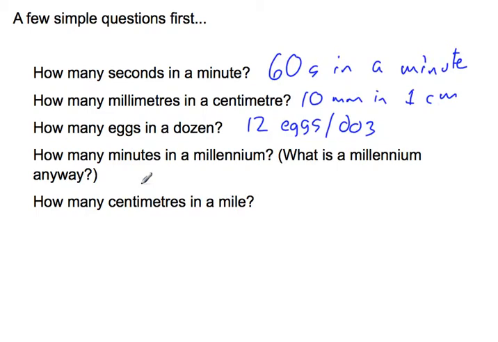But we could calculate that. We could find it. And I actually did calculate that earlier. And there are, in fact, 5.3 times 10 to the 8th minutes in 1,000 years. So not a common one, but we can figure it out.